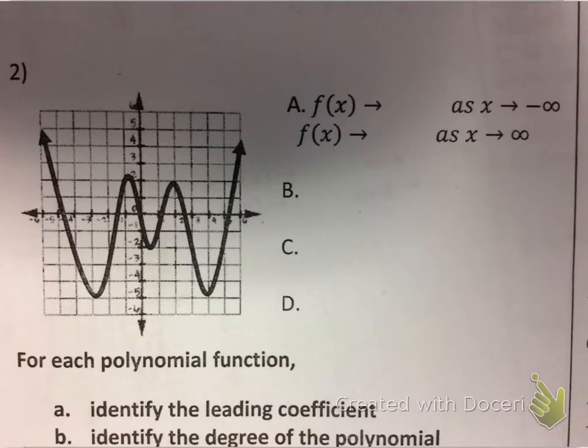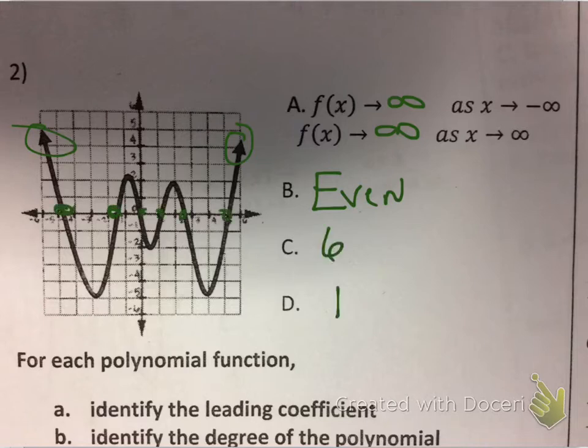On the left side here, I can see it's going to positive infinity, so I would put positive infinity. And on the right side, I can also see that it's going to positive infinity, so I would put positive infinity. The B part is even because they're both going in the same direction. It crosses the x-axis 6 times, so that means there are 6 real zeros. And then I can tell that because these are both positive, again according to the chart, the leading coefficient must be positive.